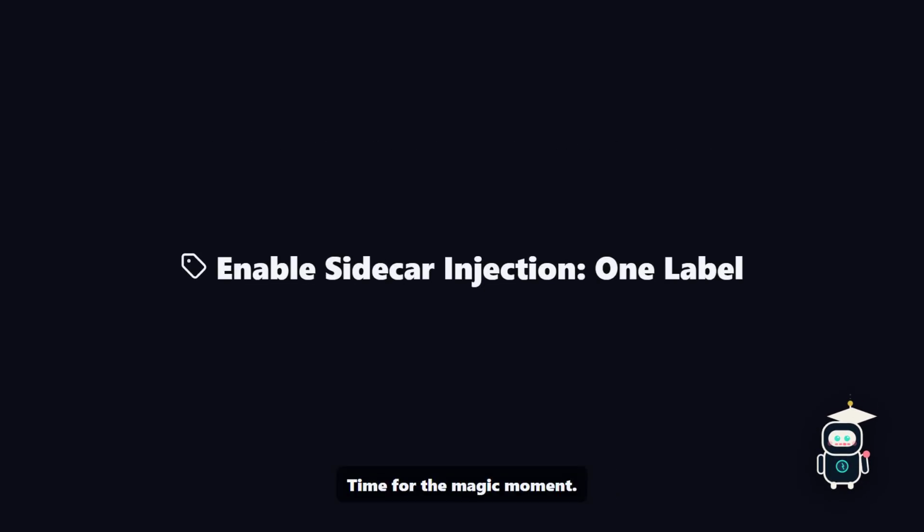Time for the magic moment. Label the default namespace with istio-injection enabled. That single line tells Istio to modify every pod spec at admission time. Then delete all the pods. The deployments recreate them instantly, but now each pod gets a second container, the Envoy sidecar. Run a describe and you'll see istio-proxy alongside your app.